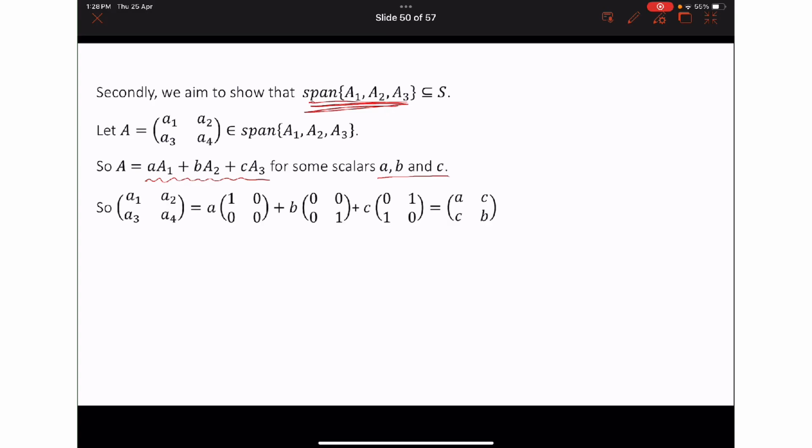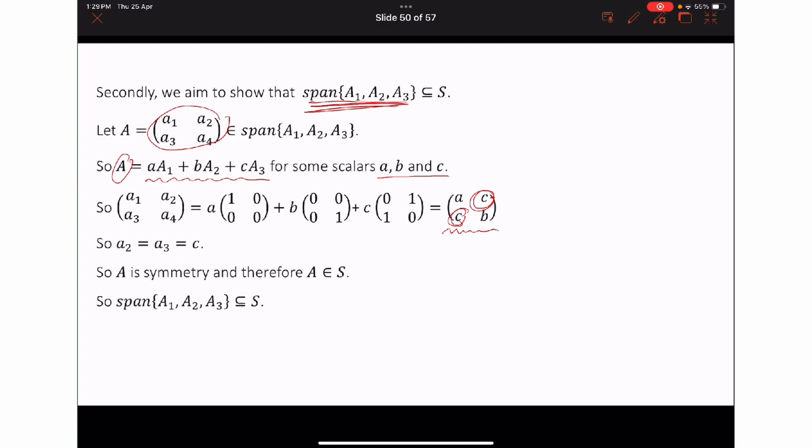We substitute matrix A with A1, A2, and A3 as given by the question, and we end up with this matrix A, where we can see that the matrix A here is symmetric because the entries here are equal, which is equal to C. Therefore, A is symmetric, and therefore A is in S. So span A1, A2, A3 is a subset of S, and therefore span A1, A2, A3 is equal to S.